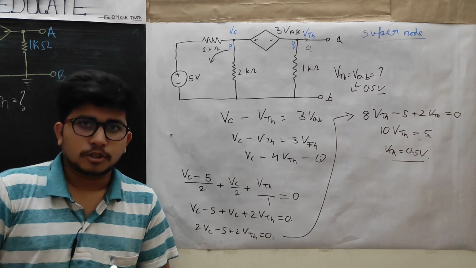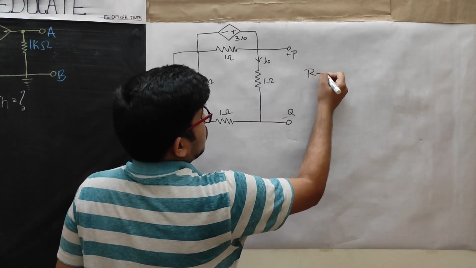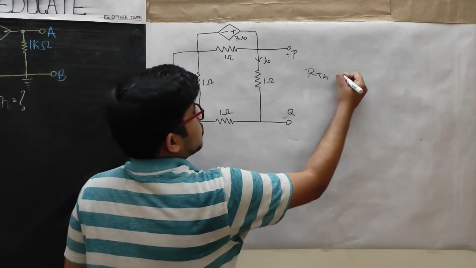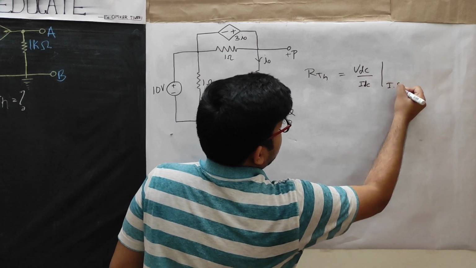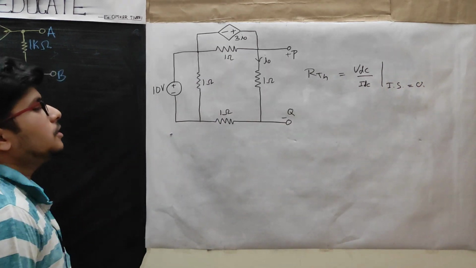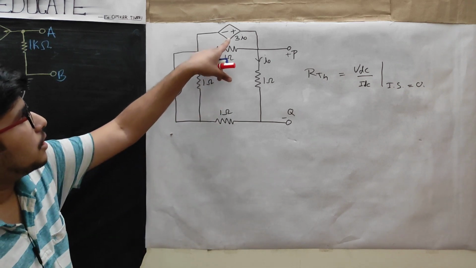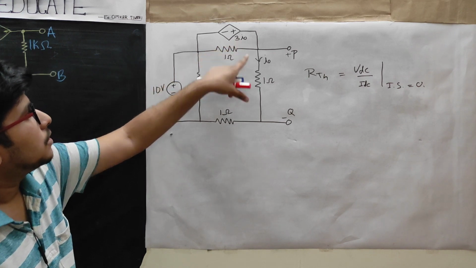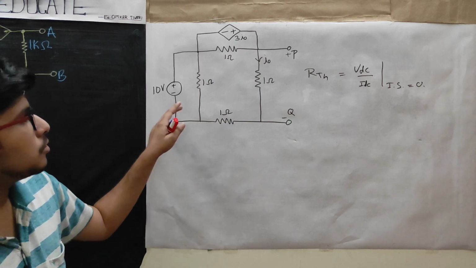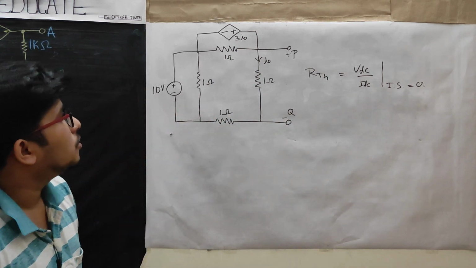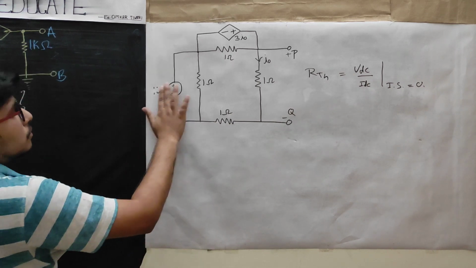Okay, so now coming to the next question. In this you have to find the RTH across the points P and Q. So RTH will be VDC by IDC, and the condition applied is that all independent sources must be 0. You can see there is a dependent source, depending upon the current in this branch, that is I0. Here I get only one independent source, that is the voltage source. So I have to short circuit this.